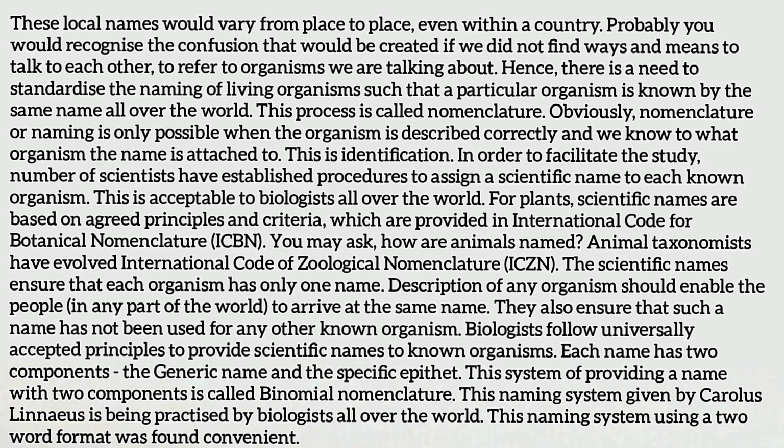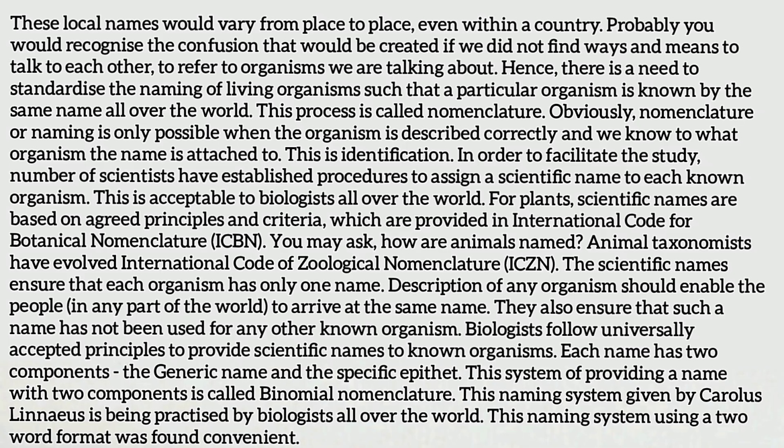Hence, there is a need to standardize the naming of living organisms such that a particular organism is known by the same name all over the world. This process is called nomenclature. Obviously, nomenclature or naming is only possible when the organism is described correctly and we know to what organism the name is attached to. This is identification. In order to facilitate the study, a number of scientists have established procedures to assign a scientific name to each known organism. This is acceptable to biologists all over the world.